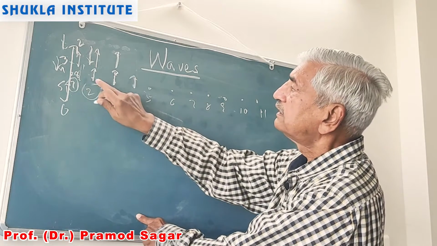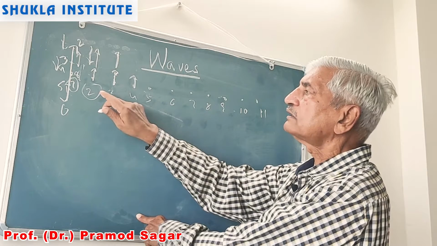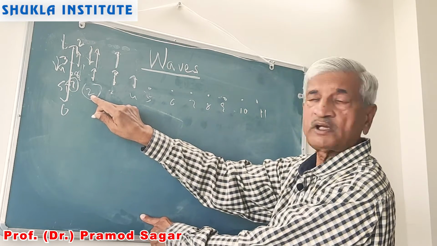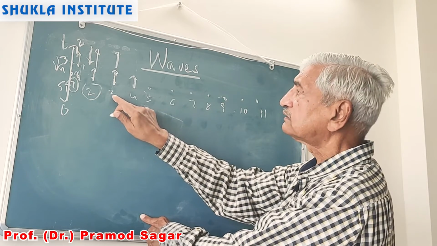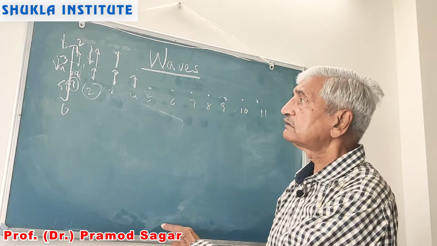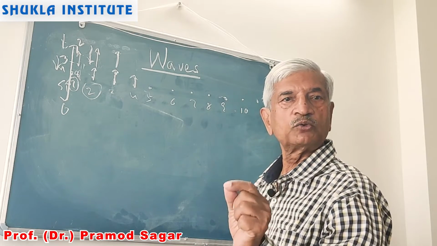So there is a time gap of starting the motion between particle 1 and 2. Likewise, there is a time gap between particle 2 and 3. So the second property which we understand is that there is a time difference between any two particles.